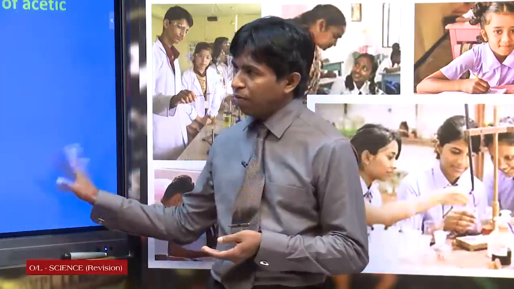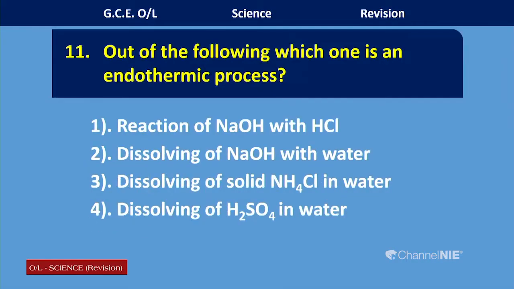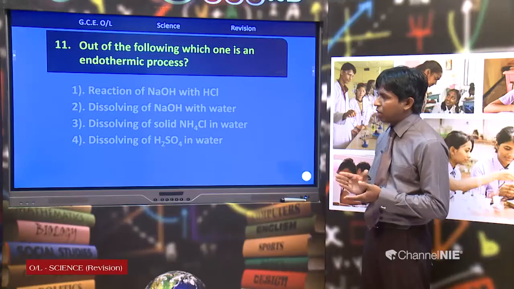Let us move on to question number 11. Out of the following, which one is an endothermic process? Endothermic means heat is absorbed, and during endothermic reactions temperature decreases. First one, reaction of NaOH with HCl. When NaOH reacts with HCl, we call it neutralization, an acid-base reaction, and heat is given out. So it is an exothermic reaction. The first one is an exothermic reaction, so that is not the answer.